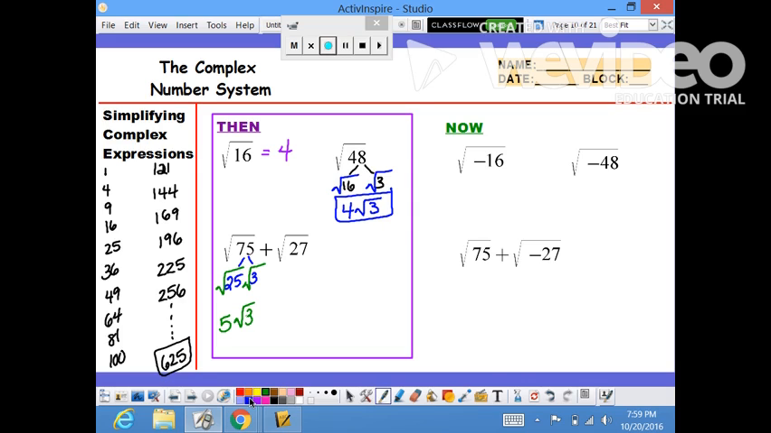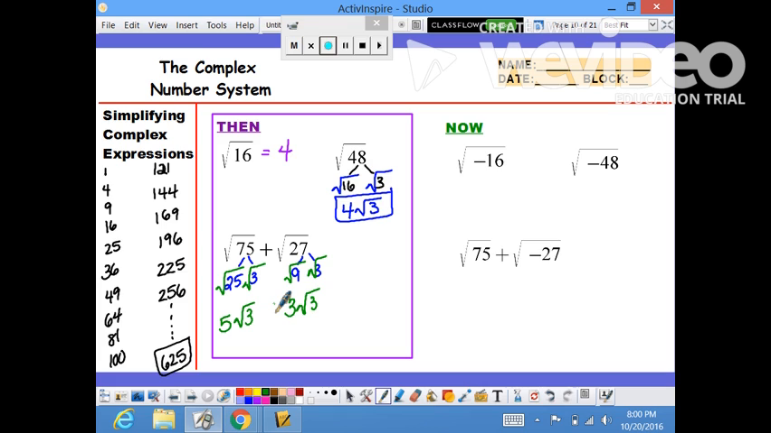But we need to do the same thing here with 27. We want to take the largest perfect square that goes into 27. Let's try 9 times 3. So take the square root of 9 and the square root of 3. The square root of 9 is 3. The square root of 3, we don't really know, so we just want to leave it and put it next to each other.